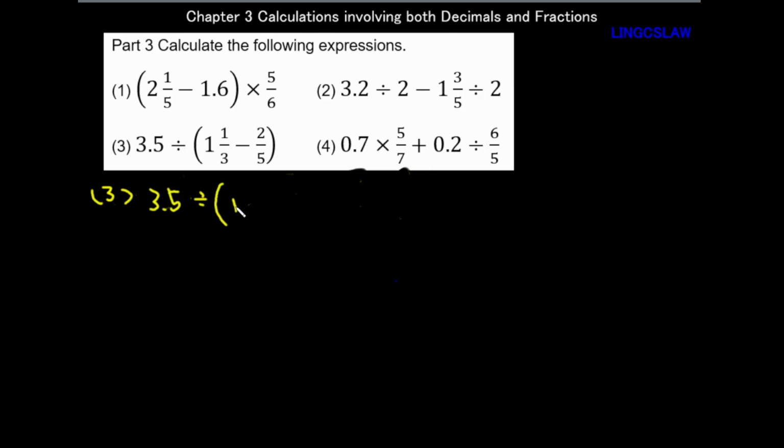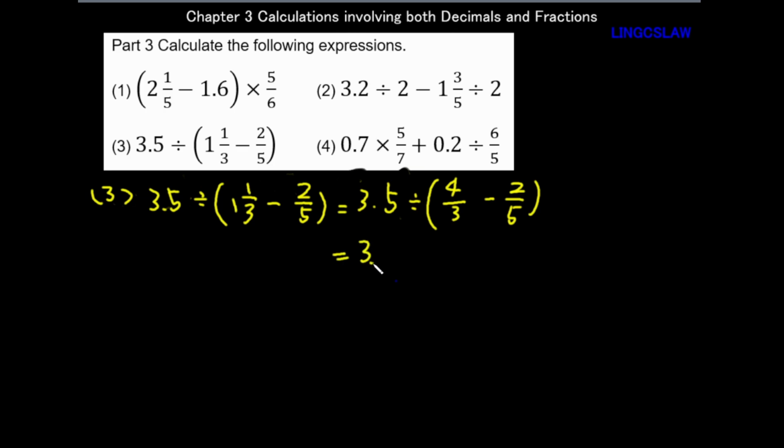3.5 divided by 1 and 1/3 minus 2 over 5 equals 3.5 divided by 3. 3 times 1 plus 1 is 4, minus 2 over 5 equals 3.5 divided by, let's make the denominator common. 3 times 5 equals 15, so 4 times 5 equals 20, minus 3 times 2 equals 6, equals 3.5 divided by denominator 15, the numerator 14.